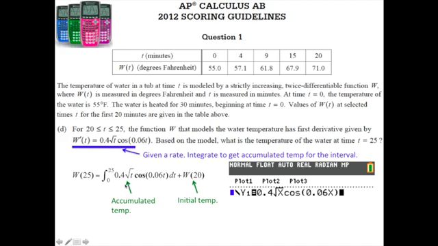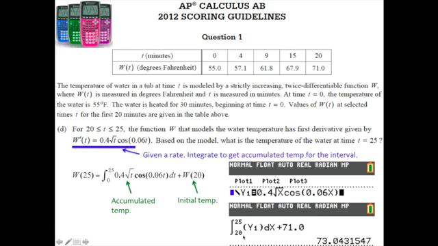So the easiest way to do that, because we're going to use an F-int here, is we're going to want to put that as y1 in our calculator. I did this a little differently on my calculator here. What I did is I went from 20 to 25. So that's just the accumulated temperature from 20 to 25 here. And then I added the 71 here to get the final answer. You can accomplish that both ways.